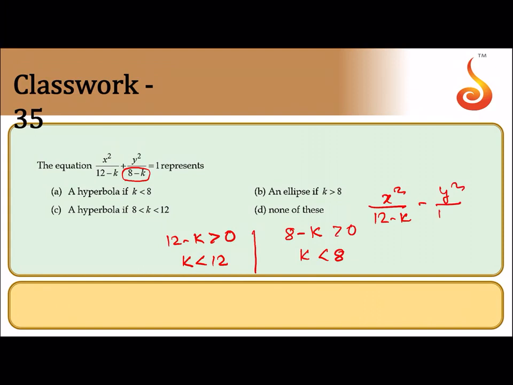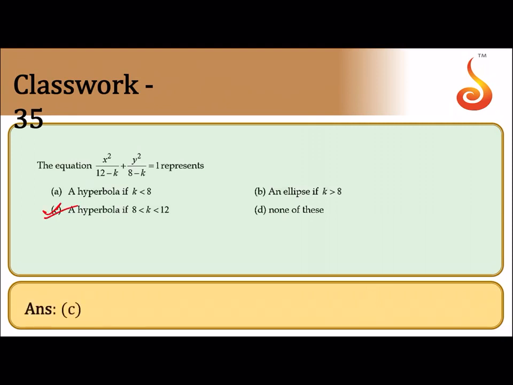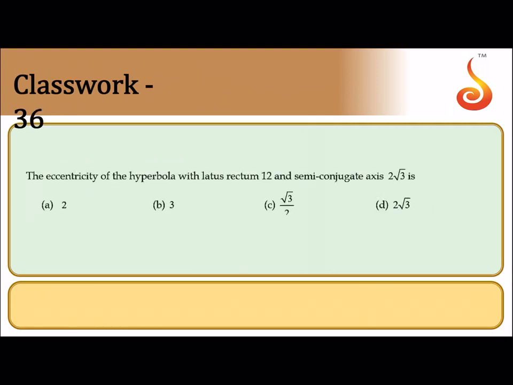So if we want it to be a hyperbola, we have to represent it as x square by 12 minus k minus y square by k minus 8 is equal to 1. If it's the case of a hyperbola, then k minus 8 is greater than 0, so k is greater than 8. So k lies between 8 and 12, it will be a hyperbola. This is question number 35. Option C is correct.